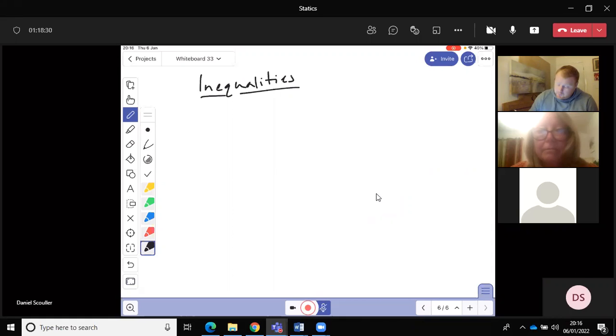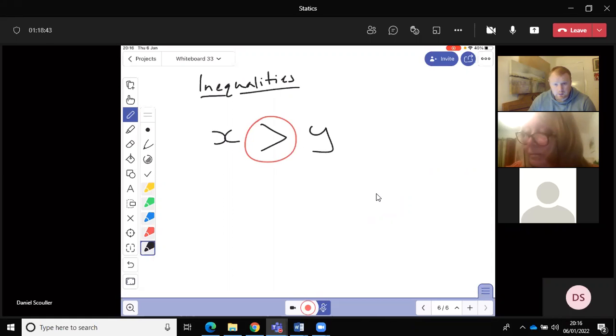So the symbols that we're going to use: a number is greater than another number. You'd have something on the left-hand side of that arrow, and then something on the right-hand side.